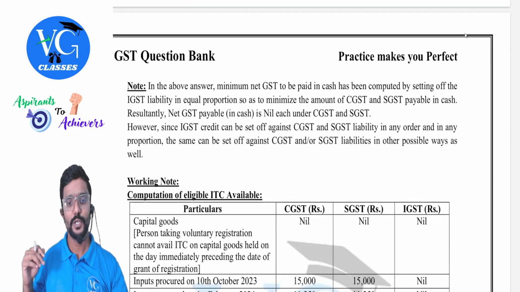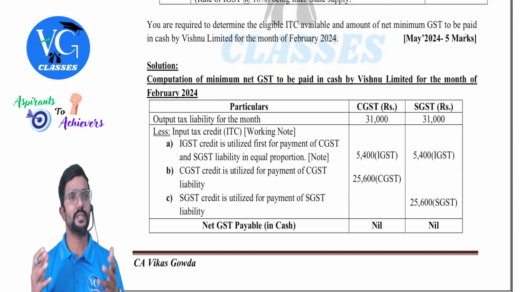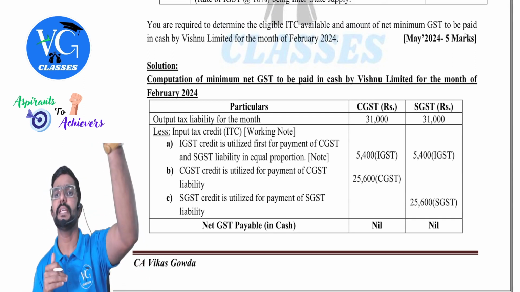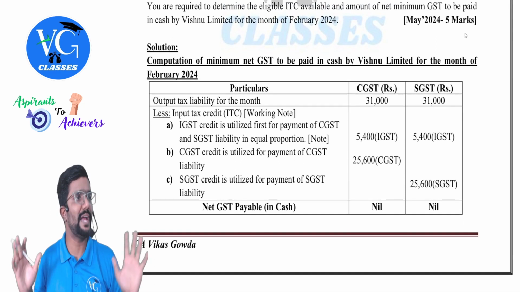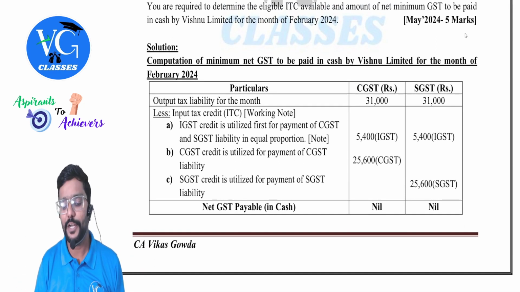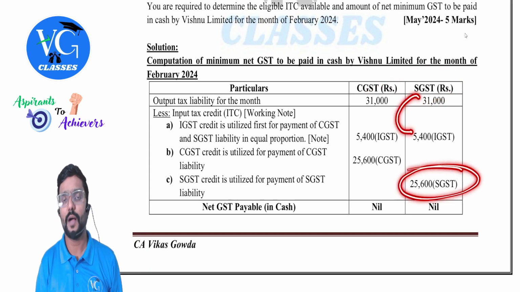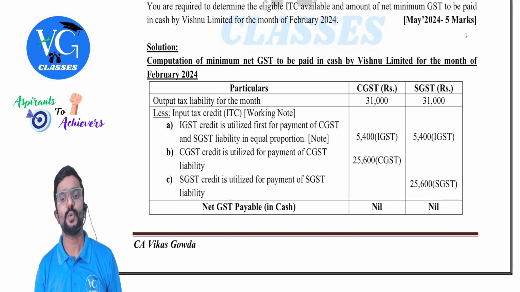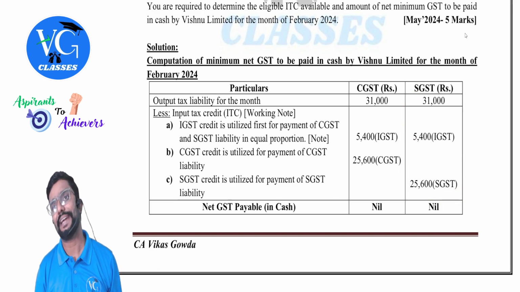How much does it come to? 26,250 minus 25,600. That is the remaining credit which we will carry forward. Okay, but the question didn't ask about it, so that is why I have not given it. Next, coming to SGST, the same story, guys. 31,000 minus 5,400. What is the balance liability? 25,600. It is cleared through SGST credit.